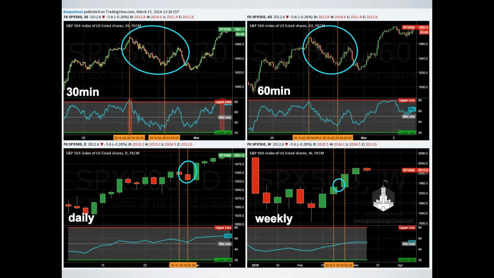And then on the weekly, you can see that this was actually a primary uptrend, marked by the price action going up and the RSI moving up. But you'll notice on all of the smaller charts, we caught the downtrend. This works both ways for long and short positions.